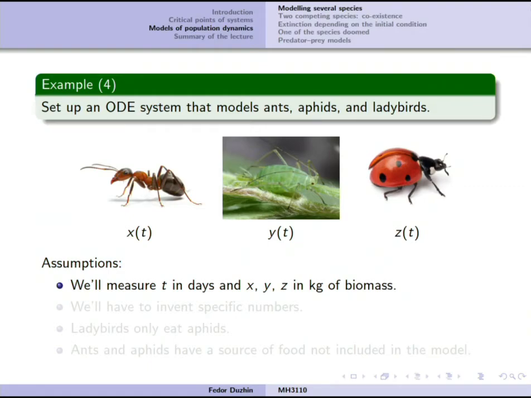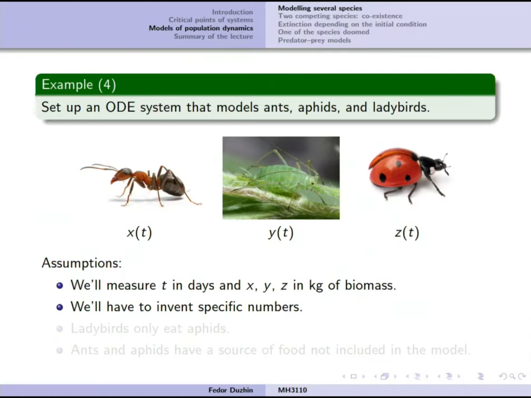Now let us go through a kind of real life-like example of the general theory. Here we are going to set up a system of differential equations that models a population of ants, aphids, and ladybirds. We're going to measure time in days and population in kilograms of biomass, or grams. I'm not going to fit it to data. I'll just invent some specific numbers for the sake of the story.